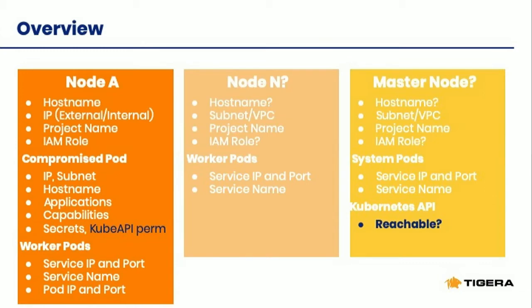So with that, the attacker has now completed their picture, or has a good idea, of what is running on the cluster. Now they also know if they can access the Kubernetes API or not. With that, the attacker could then look at the different services or pods and find the next target if they need to.